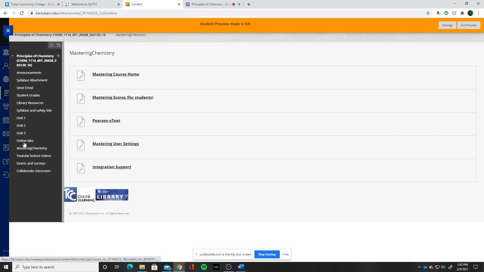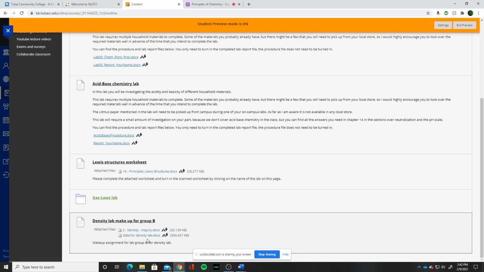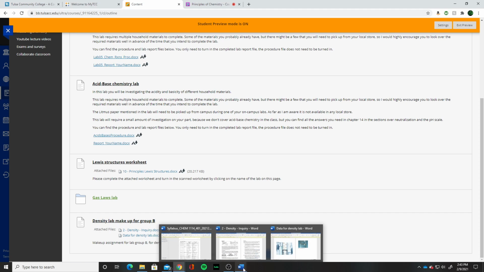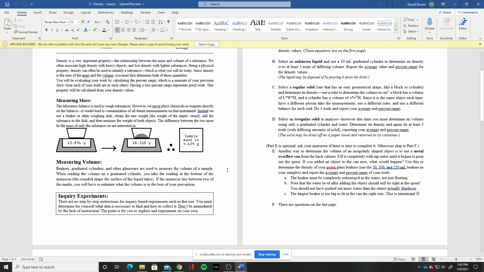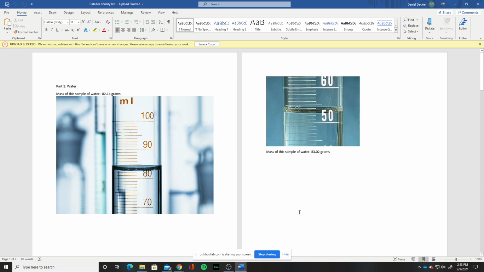So if you go down to the online labs and you click on that, and you scroll down to the bottom here, there is density lab makeup for group B. And there are two files here. Those two files are this one, the one that we've been looking at so far, and this one.